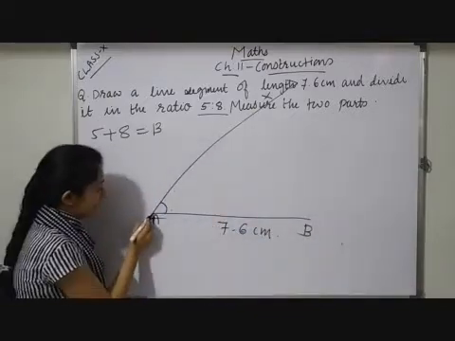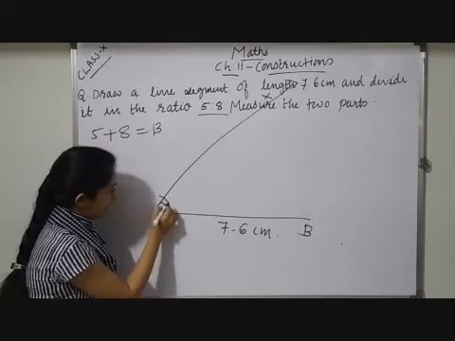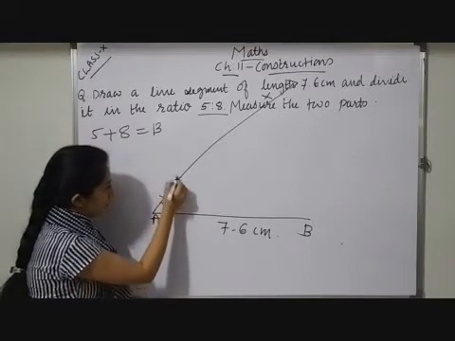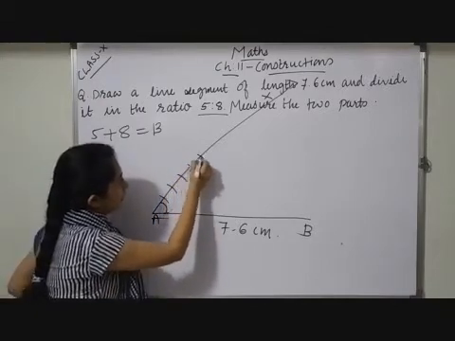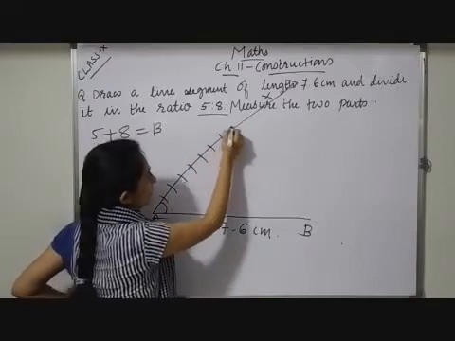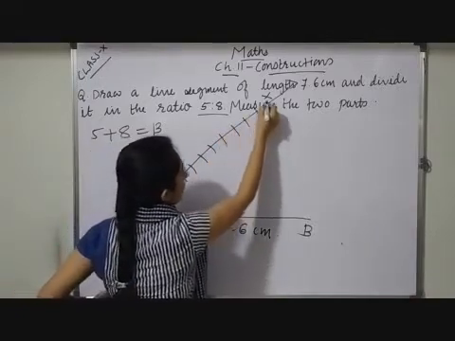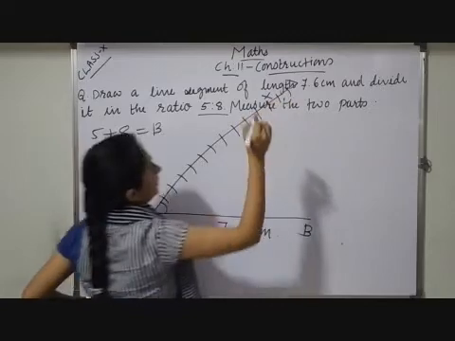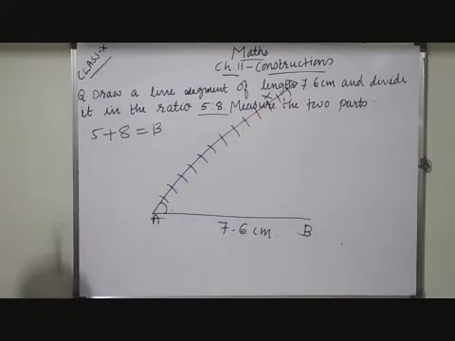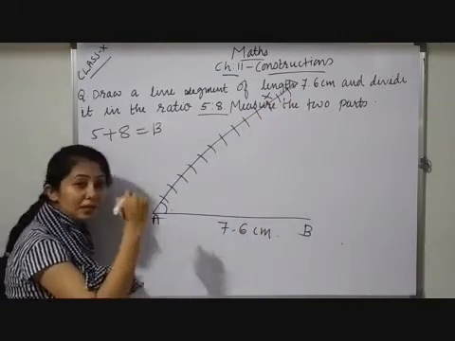After this step, I will take 1.5 or 2 centimeter distance on my rounder. I will fix up my rounder at A, mark an arc 1, 2, 3, 4, 5, 6, 7, 8, 9, 10, 11, 12, 13. So like that you have to complete it. After that we have to label it also.